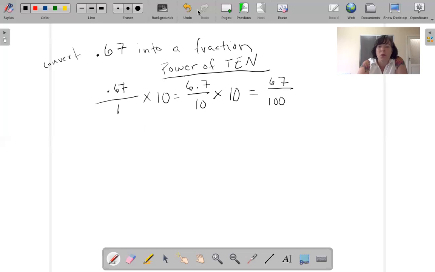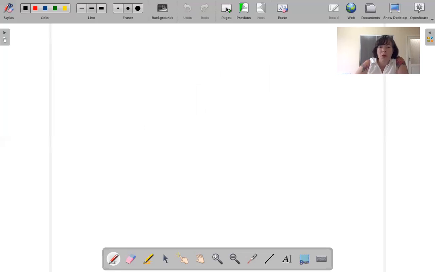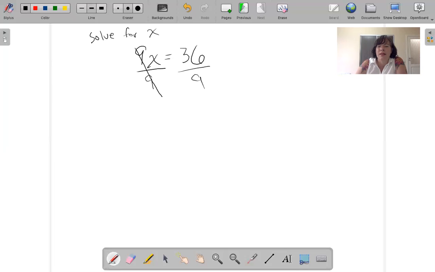Now, I'm going to do one more quick little review of some baby math you should have learned last year. Let's do 9x equals 36. How do we solve this? Solve for x. We divide by 9, divide by 9. These 9s cancel each other out. X equals 36 divided by 9. X equals 4.